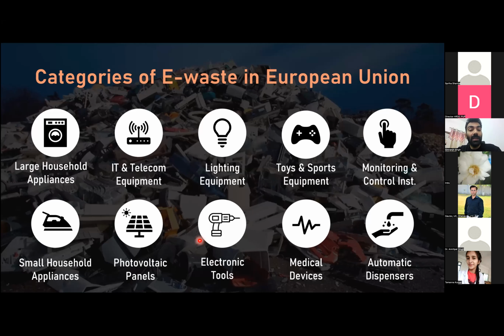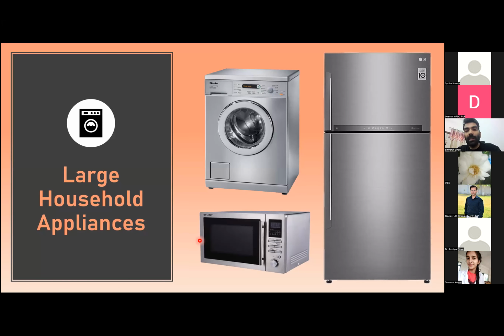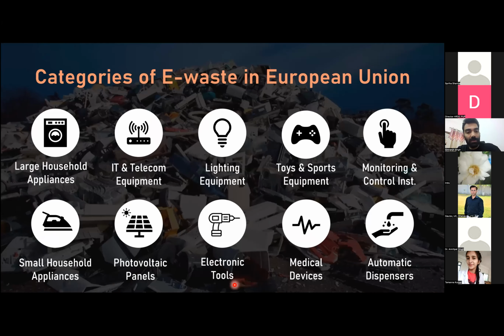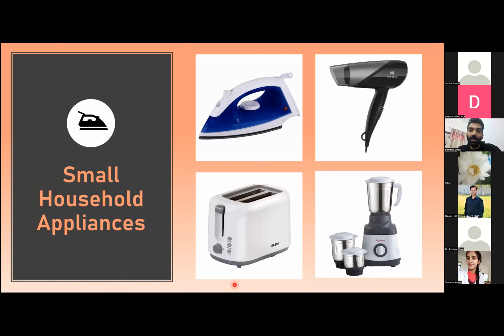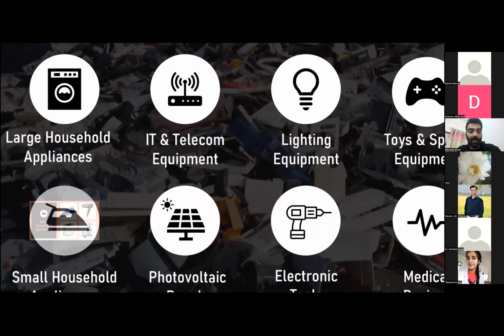The first is large household appliances, which includes your fridge, your washing machine, your microwave, your dishwashers, and so on and so forth. So anything which is a big appliance, consumes like 1500 watts, is part of the large household appliances. And you should notice these large household appliances are not a part of e-waste in USA. In European Union, they are small household appliances. Your press, toaster, juicer, food processor, hair dryers, all of them come under the small household appliances category.